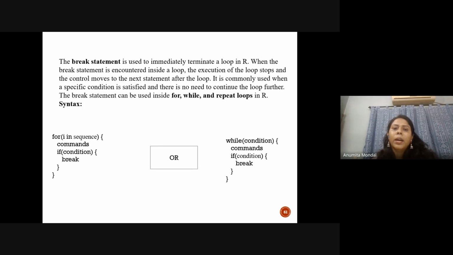Now the break statement. The break statement is used to immediately terminate the loop in R. When the break statement is encountered inside a loop, the execution of the loop stops and the control moves to the next statement after the loop. It is commonly used when a specific condition is satisfied and there is no need to continue the loop further. The break statement can be used in for, while and repeat loops. The syntax for the for loop will be for I in sequence, then the commands, and if the condition, break. And the while loop is again the same: while and the condition, then the commands, and if the condition, break.